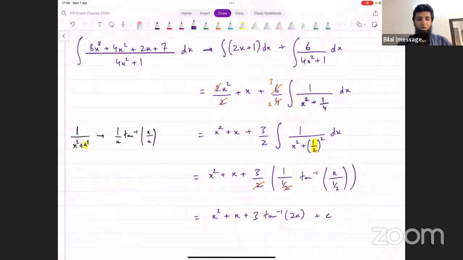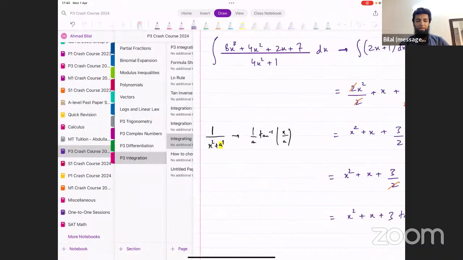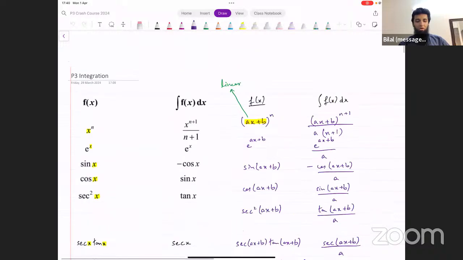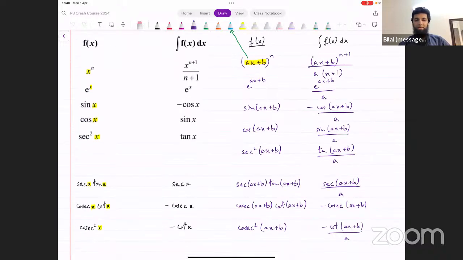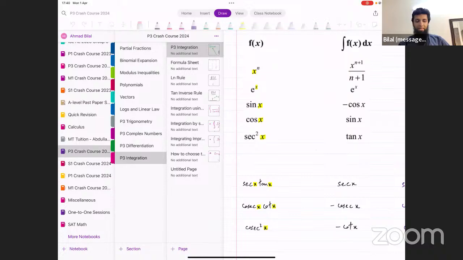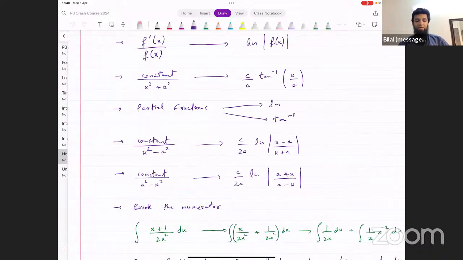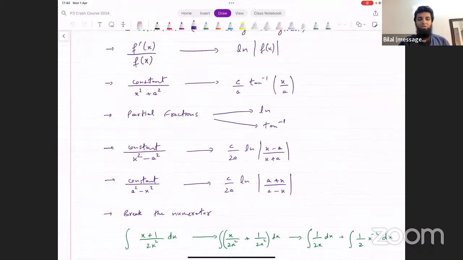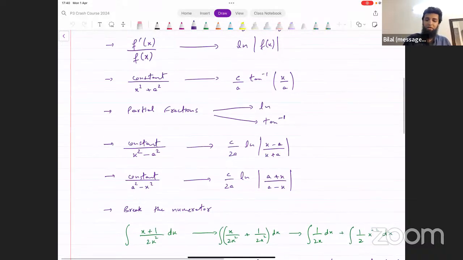Now let me summarize all of what we have done until now. We have learned how to integrate all of these functions directly. And then we have learned how to integrate a number of different types of fractions. And these are all the different types that we have done. ln rule, the numerator is the derivative of the denominator, right? Tan inverse rule, when you have a form like this, constant over x squared plus a squared, right?